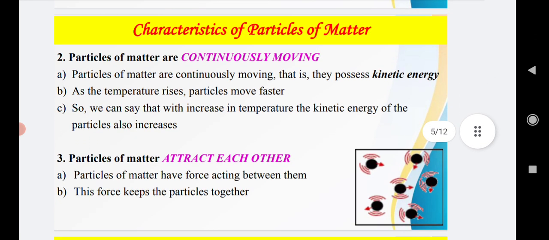Now the second property of these particles. Particles are continuously moving. As we have seen in this image, the particles are moving in all directions. Randomly they are moving here and there, and therefore they may collide with each other. When a particle is moving, it possesses kinetic energy. The kinetic energy depends upon the temperature for the given material. So as the temperature increases, the kinetic energy of the particles also increases, and therefore their speed, movement and collisions will increase. Okay, this point is clear.